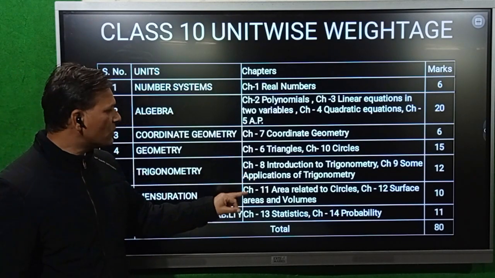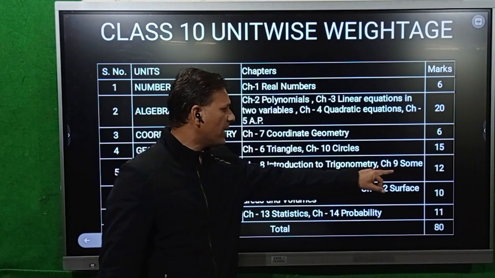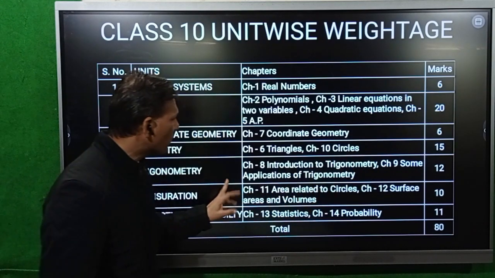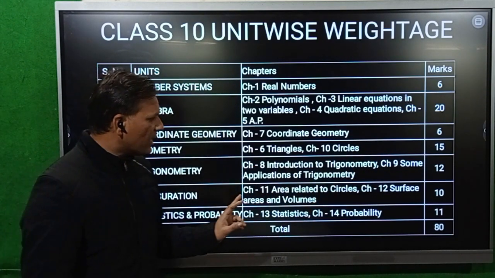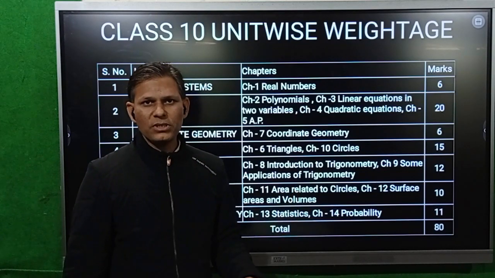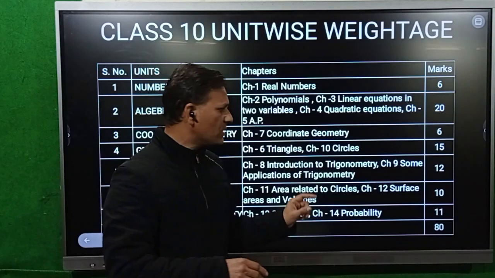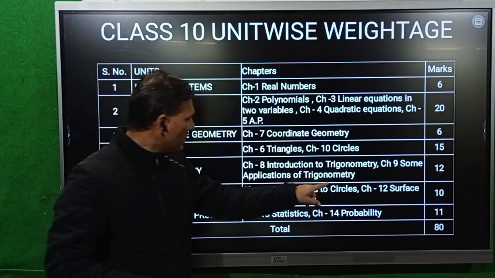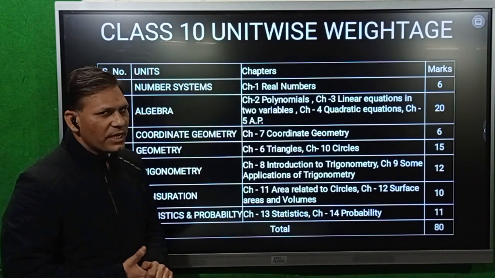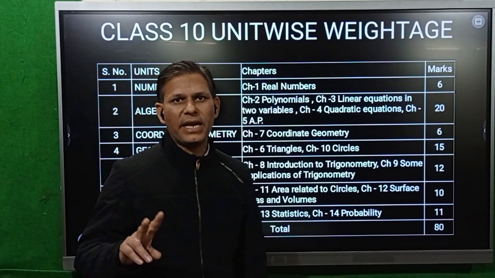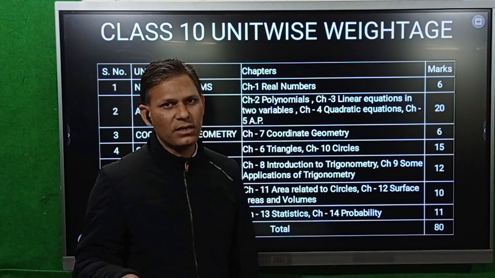Trigonometry contains only 2 chapters: chapter 8, introduction to trigonometry, and chapter 9, some applications of trigonometry. Chapter 8 contains trigonometric ratios, the trigonometric table, and 3 identities. Trigonometry has 3 identities. And chapter 9, some applications of trigonometry, has 2 concepts: first is the angle of elevation, and second is the angle of depression.